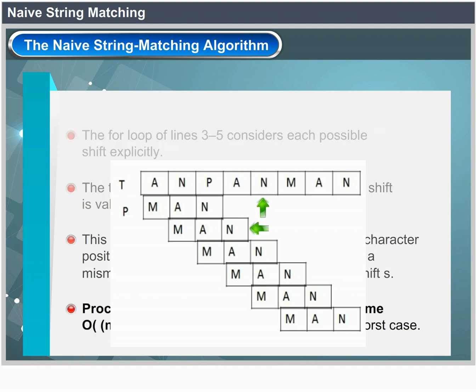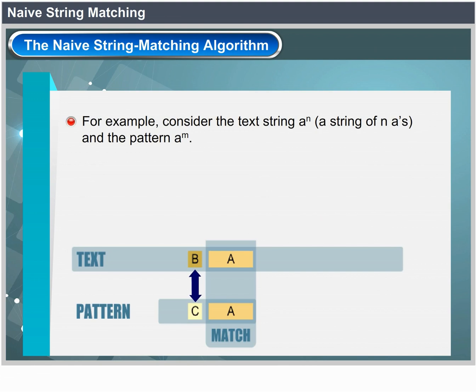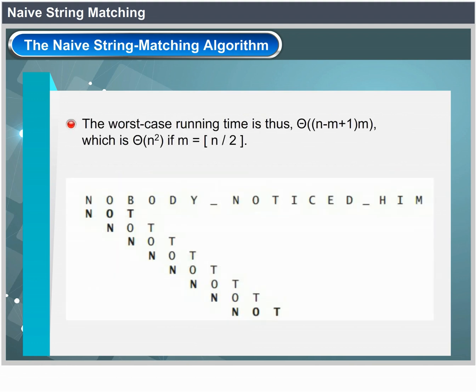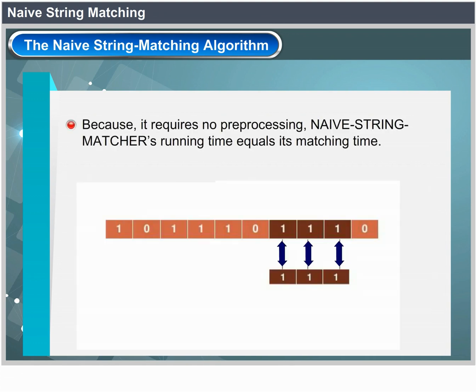For example, consider the text string a power n, a string of n a's, and the pattern a power m. For each of the n minus m plus 1 possible values of the shift s, the implicit loop on line 4 to compare corresponding characters must execute m times to validate the shift. The worst case running time is thus big theta of n minus m plus 1 times m, which is big theta of n squared if m equals floor of n by 2. Because it requires no pre-processing, the naive string matcher's running time equals its matching time.